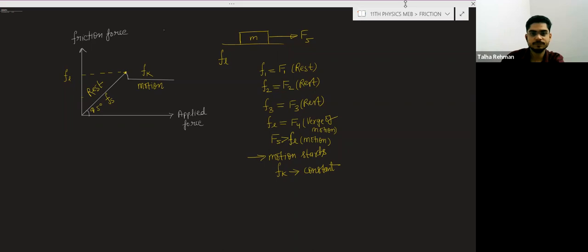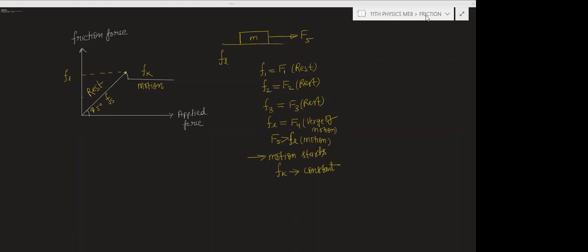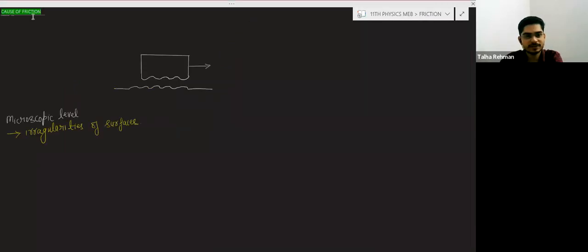Okay. Done. Joylin and Hiba completed. Hiba completed? Or you are writing? Done, sir. Okay. So just write this one heading, cause of the friction, and draw this diagram and write this only. Cause of the friction.